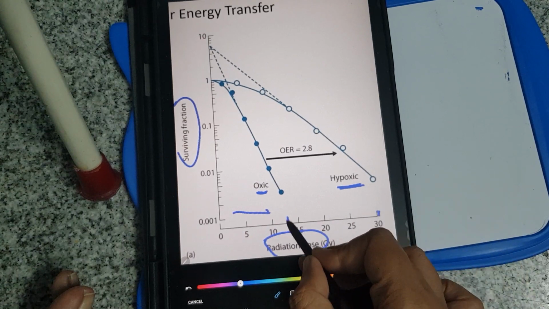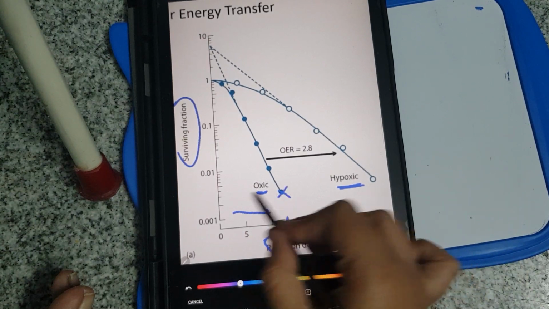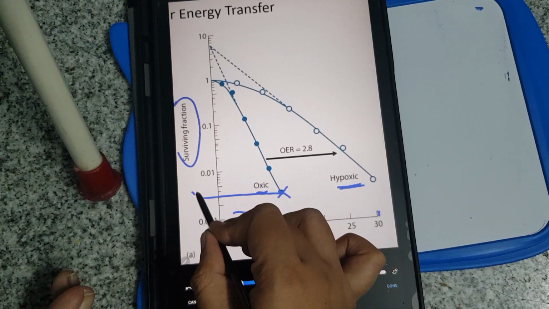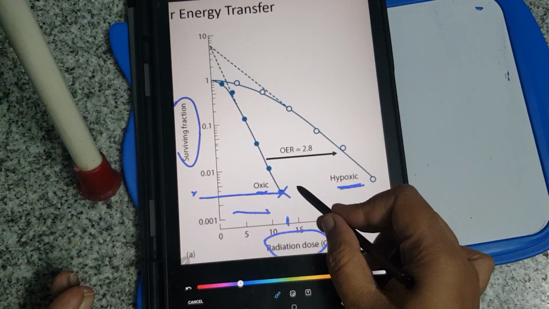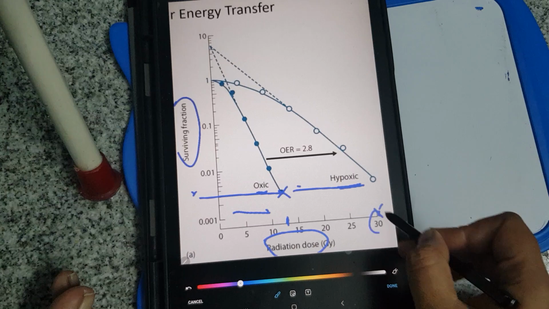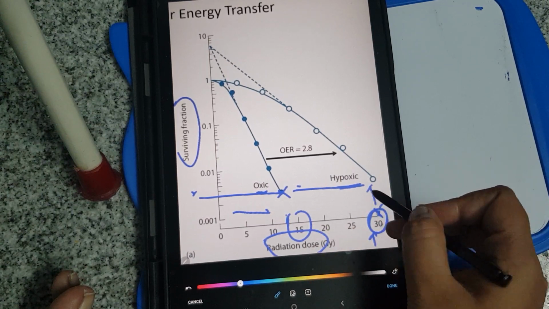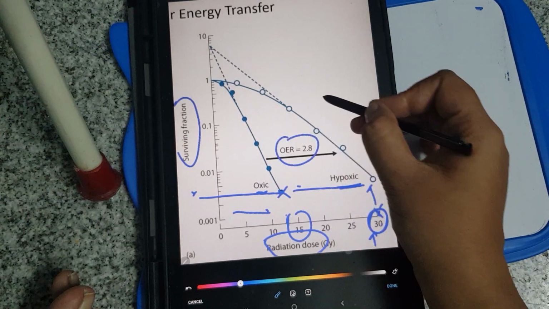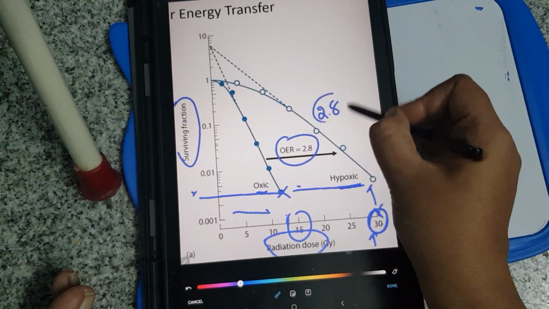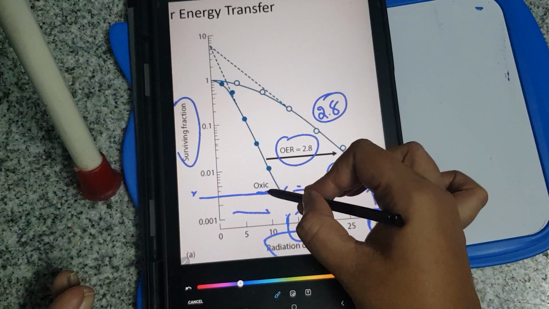You can see here it is like 11 to 12 which is required for a given surviving fraction. But in hypoxic cells, we need more dose, like it is 15 here, it is 30 here. It is kind of double. So the OER is 2.8, meaning 2.8 times more dose is required for the hypoxic cells compared to the oxic cells.